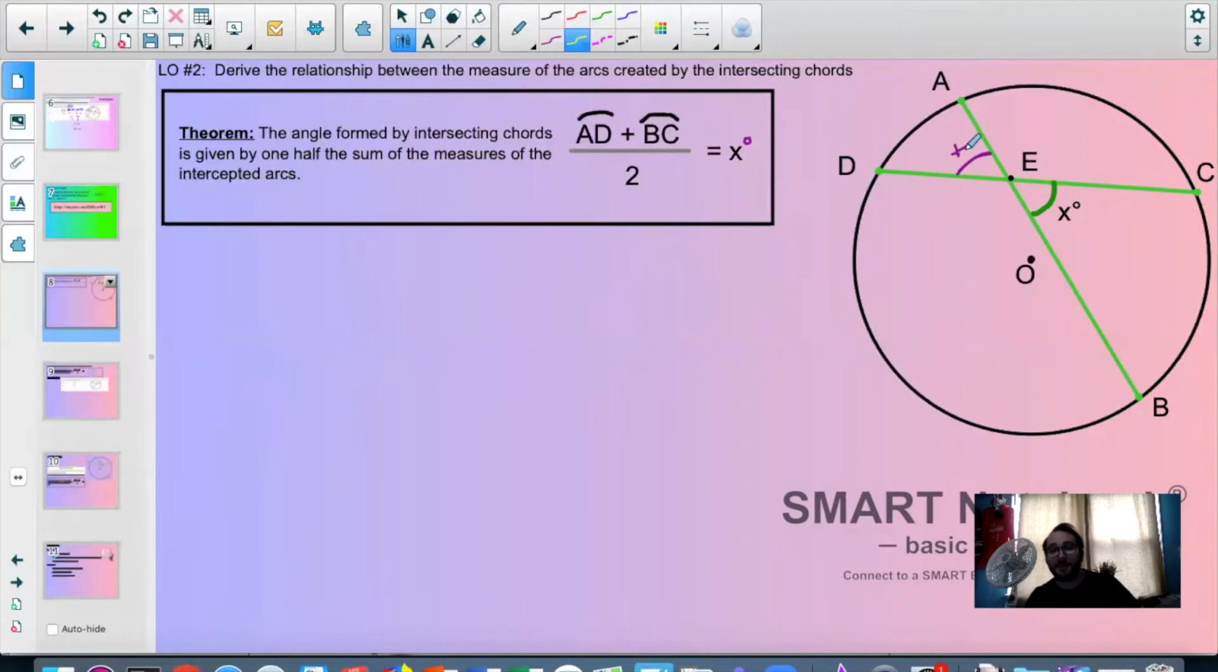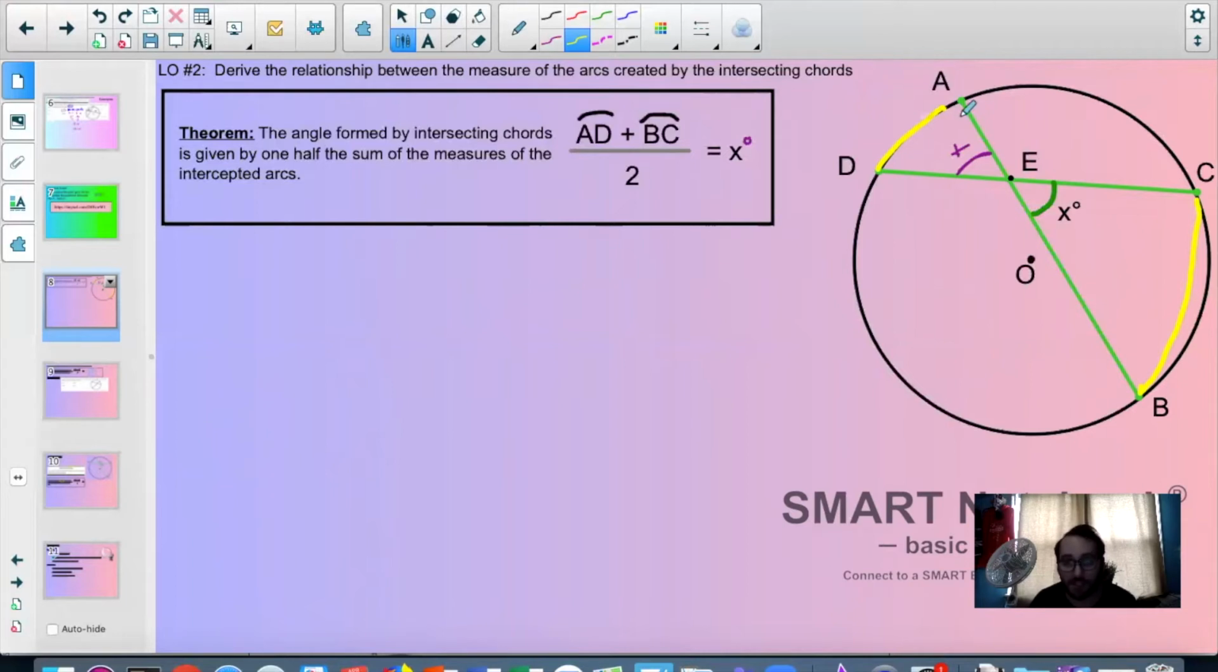And do you notice that the arcs that are opposite of the angle are this one and this one, okay? There is a mathematical relationship between the angles of the intersecting chords and the arcs. So if I wanted to relate angle x to the arcs of the circle, the formula would be you add the arcs, so AD plus CB, divide it by 2, and you get the angle.